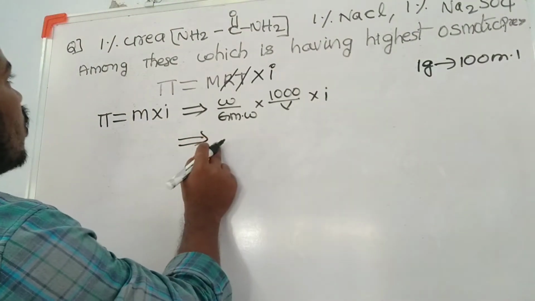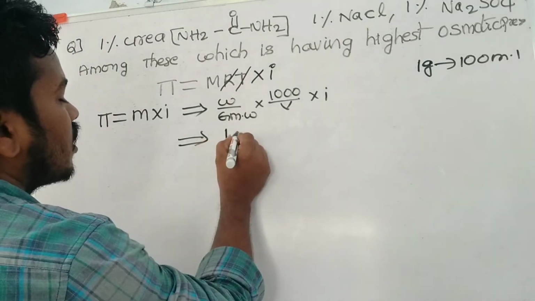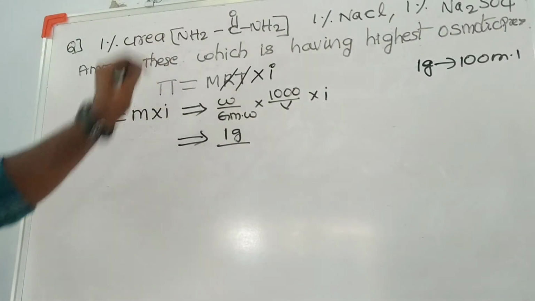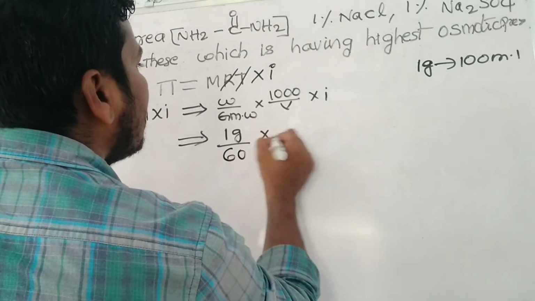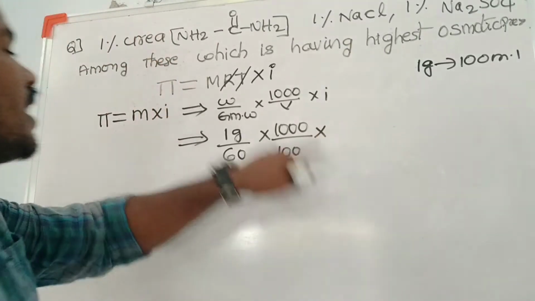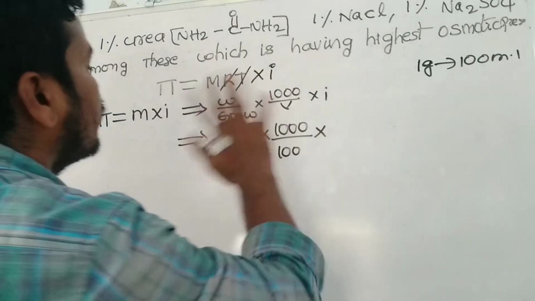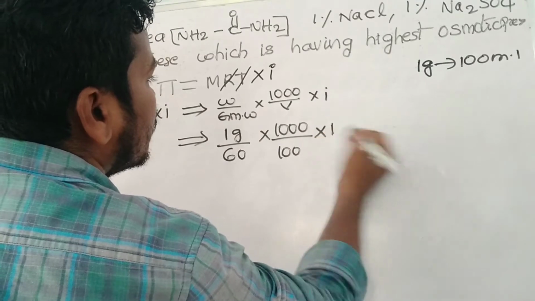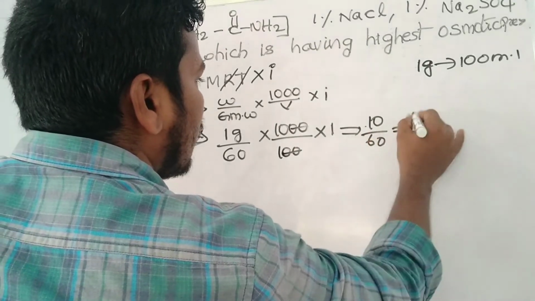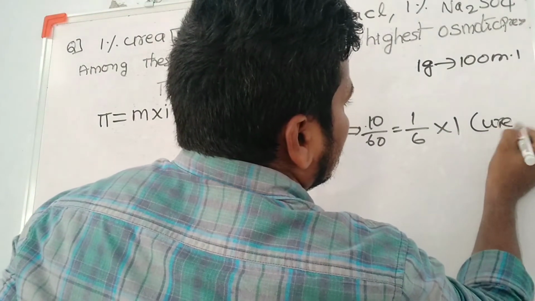The weight given is 1% so 1 gram. The gram molecular weight of urea is 60. So 60 into 1000 upon the volume 100, into i. What is meant by i? It tells whether it dissociates into ions or not. Urea will not dissociate, so i is 1. Here 100 gets cancelled, giving 10 by 60, which is 1 by 6, into 1. This is for urea.